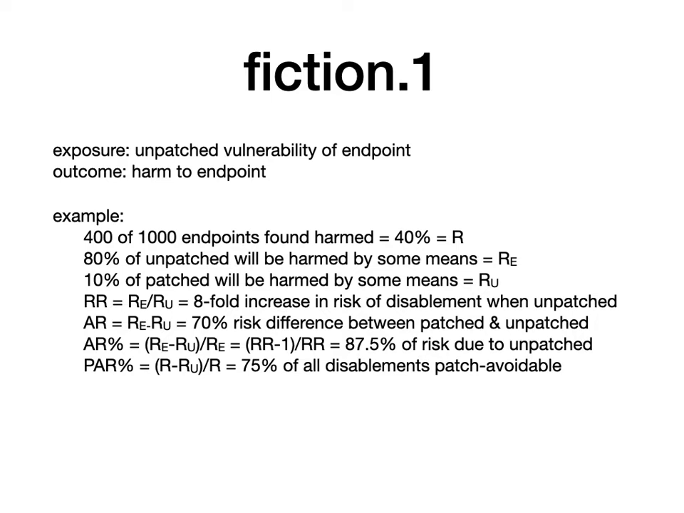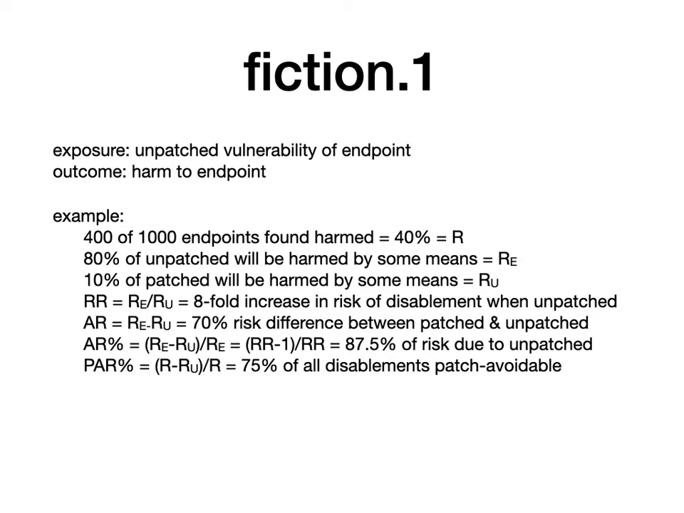So the risk amongst the exposed minus the risk amongst the unexposed divided by the risk amongst the exposed, or RR minus 1 divided by RR. And we get 87.5% of the risk is due to not being patched. And finally, the population attributable risk is that 75% of all disablements would have been avoided had patching taken place. Now again, you're looking at fictitious data, but this is the way you would think about it, if you were to take the part of the public health viewpoint that I'm suggesting you might want to look at.